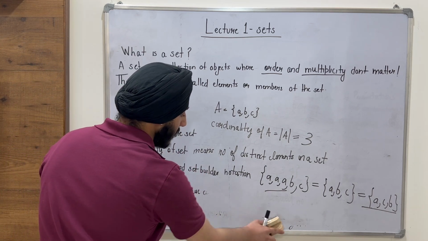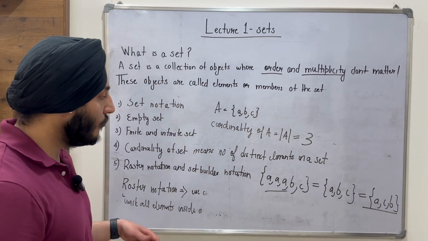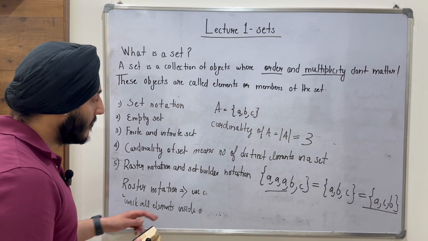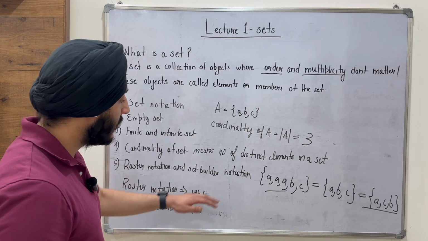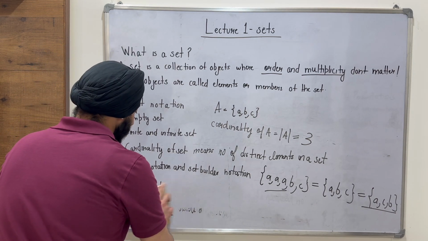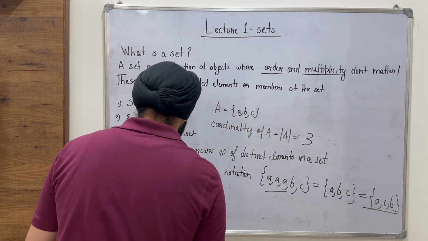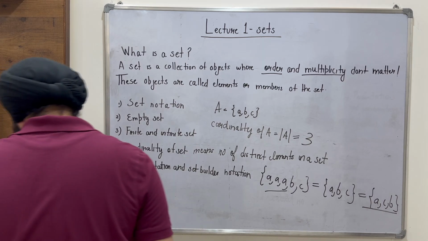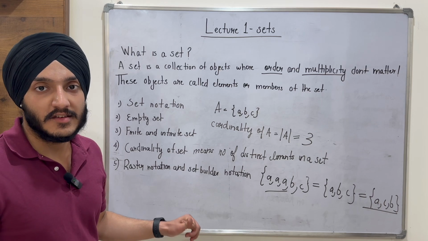Now the point is that when it comes to certain sets which are infinite, we had to find a way to represent them as well, right? So we came up with this very, I would say, genius kind of way, which is called the set builder notation. In very simple words, in set builder notation, we define the set by stating the property of the elements in the set.